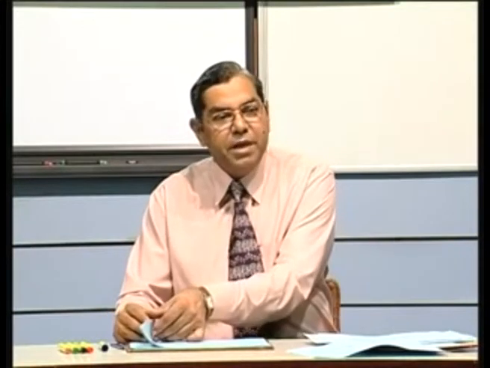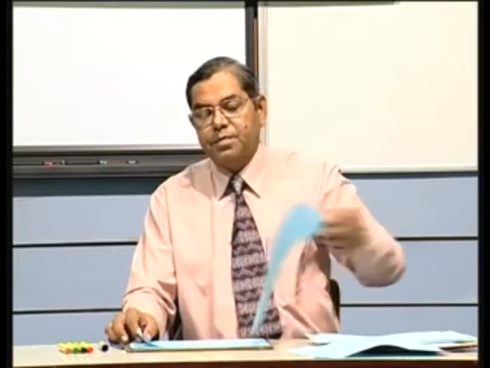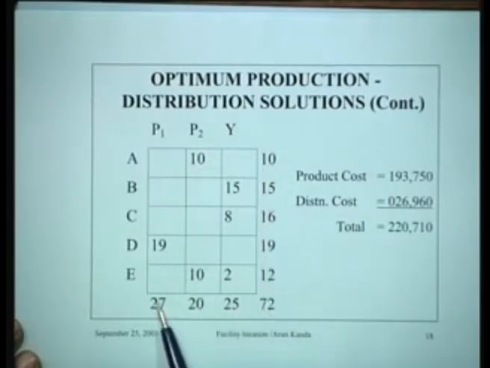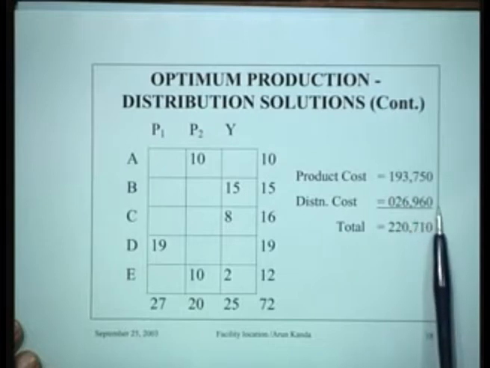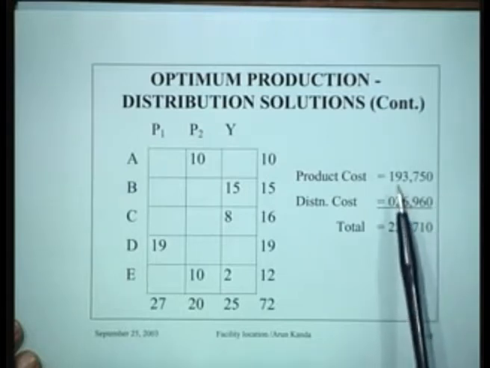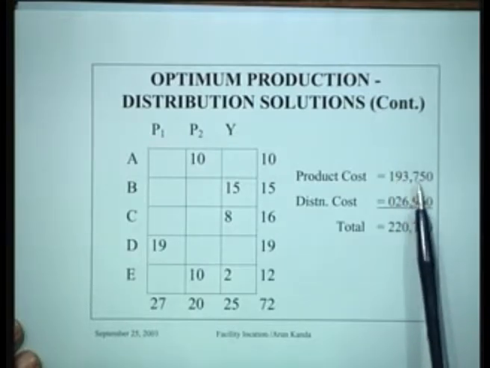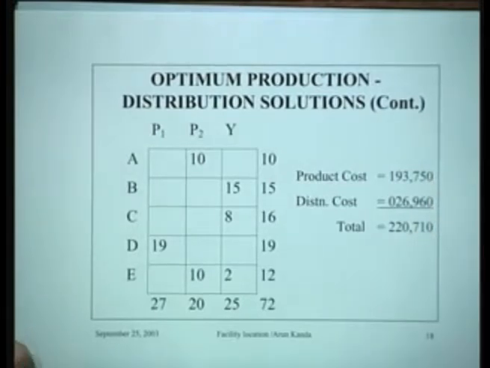Something similar will have to be done for the other two cases. If we set up the plant at Y, we again have to solve a transportation problem of this nature. Again we get the distribution costs as 26,960. We get the production costs as 193,750, and the total cost is 220,710 in exactly the same manner.